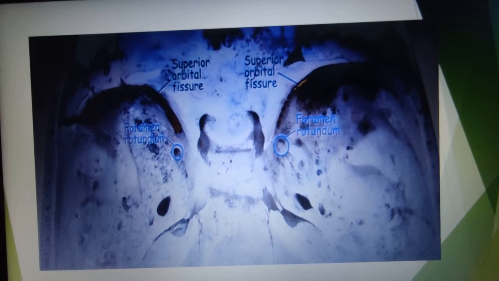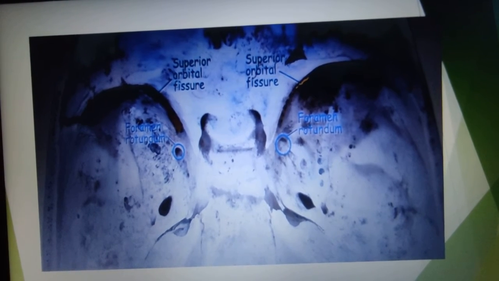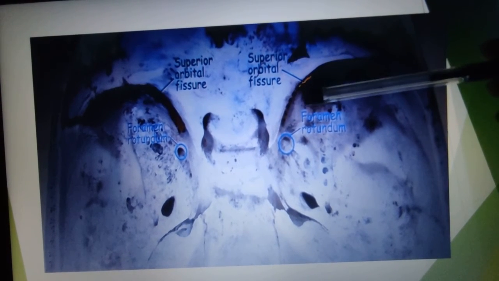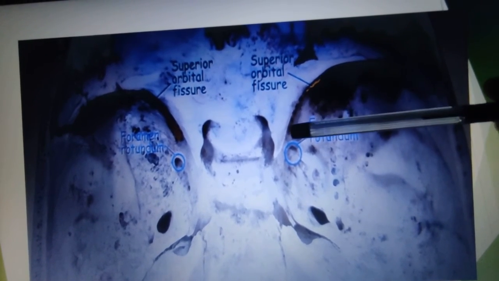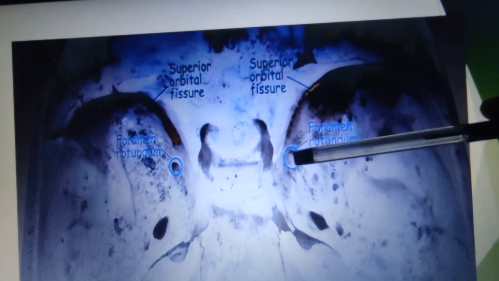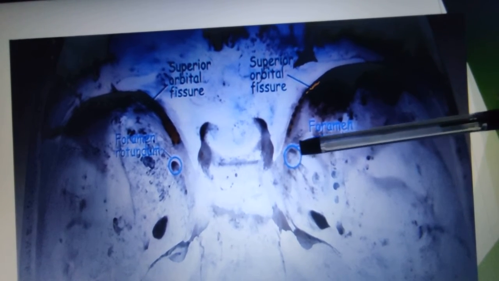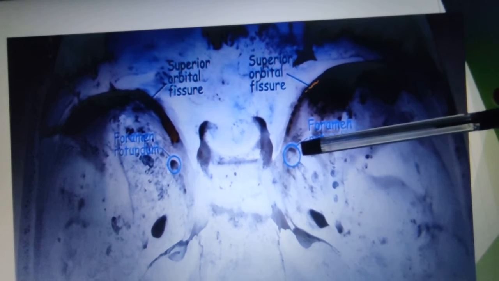Next, moving to the foramina. This is the foremost foramen, foramen rotundum, just below the superior orbital fissure. The structure passing through the foramen rotundum is the maxillary nerve. Okay.